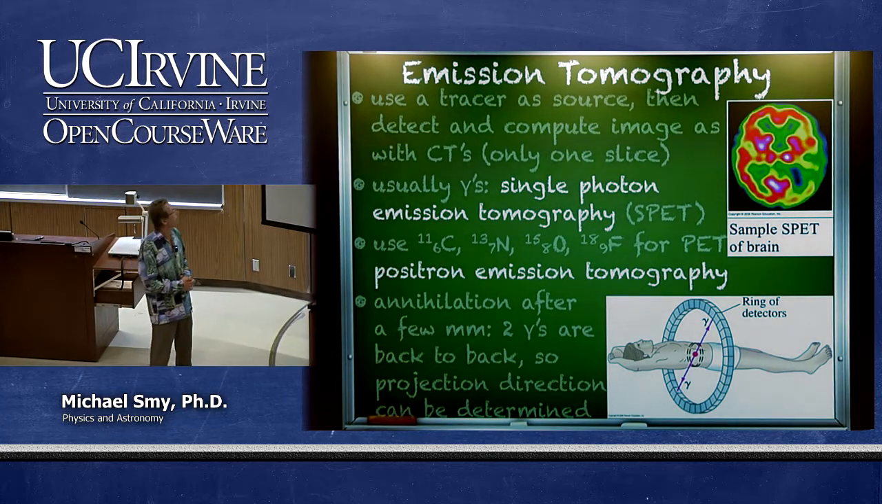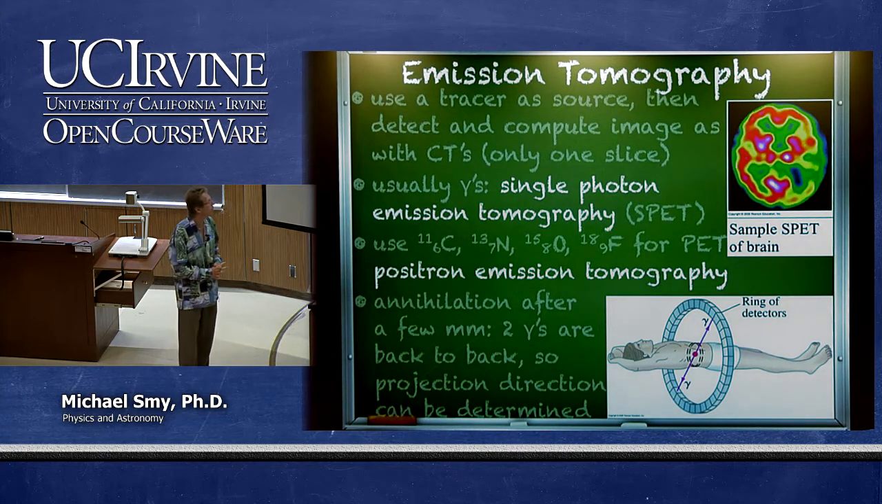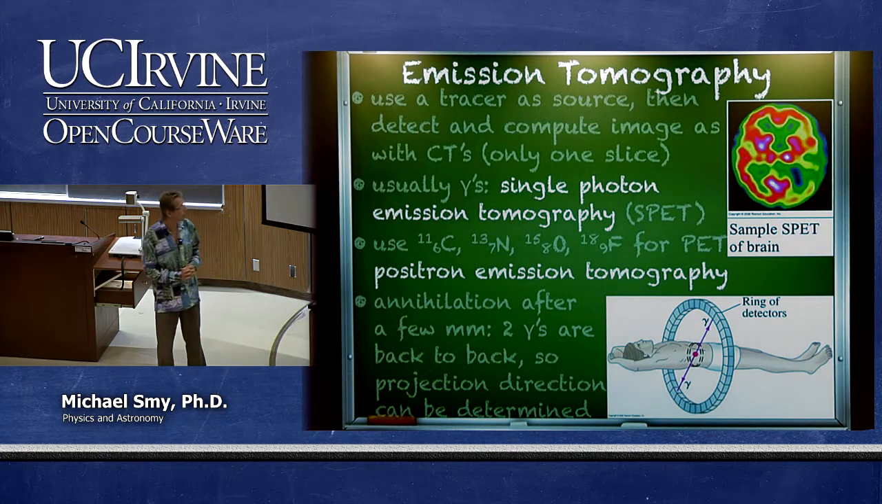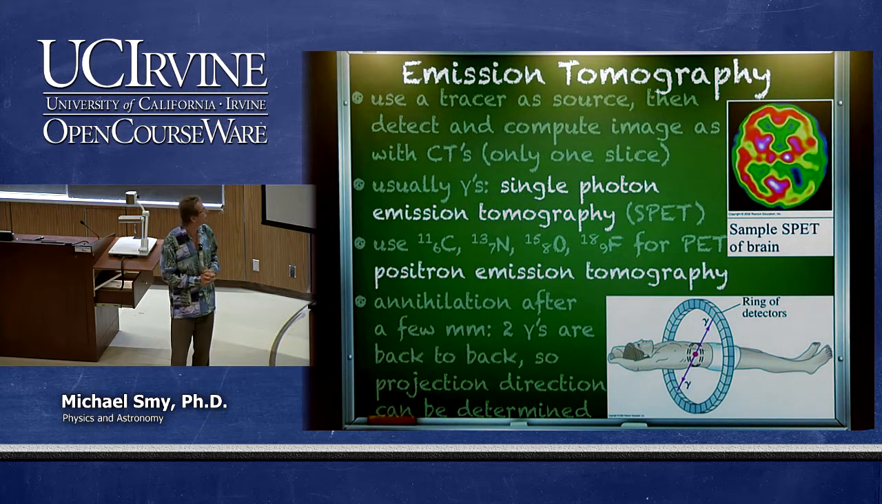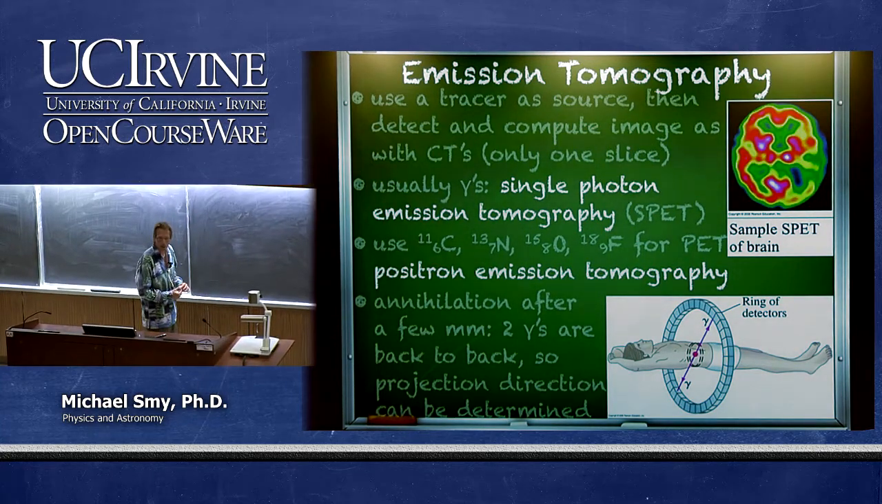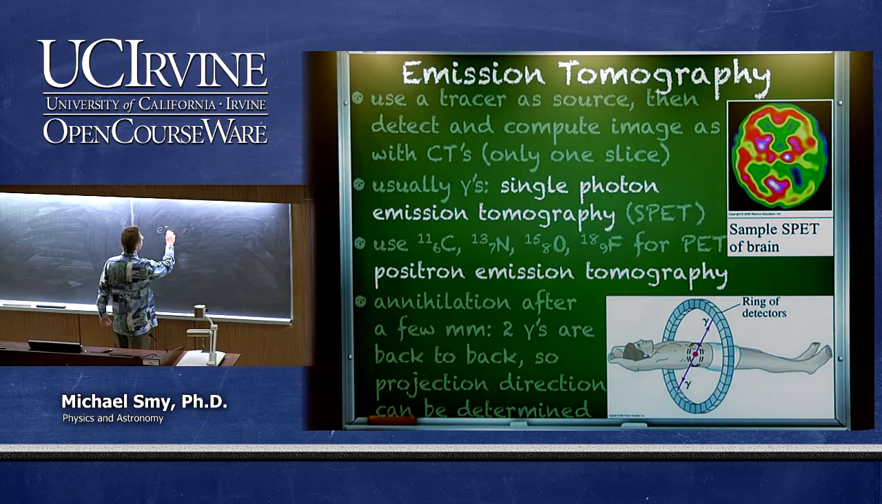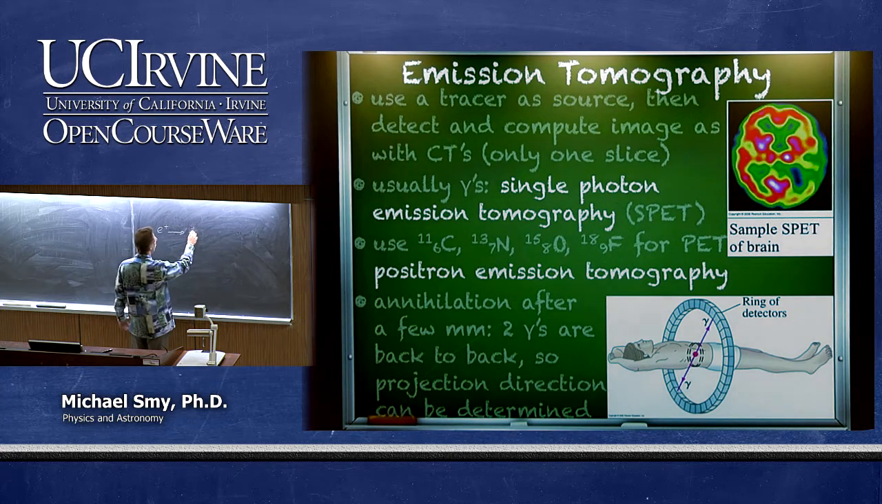Another very useful technique is to use positron emitters such as carbon-11, nitrogen-13, oxygen-15, or fluorine-18. And the idea there is that if you have positrons emitted, they don't go very far. So you have the positron, it travels for a short distance but not very far, and then it encounters an electron and it annihilates, and it makes two back-to-back photons.